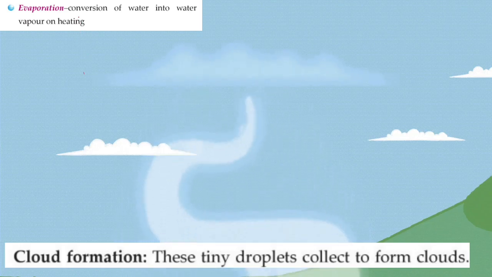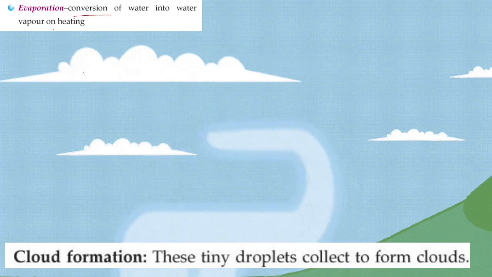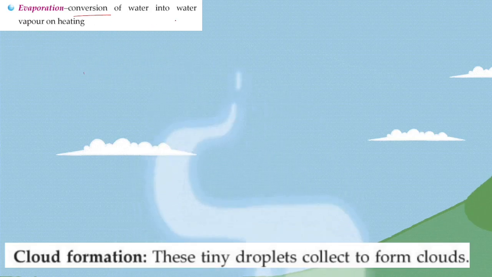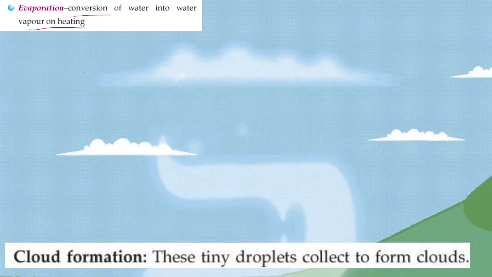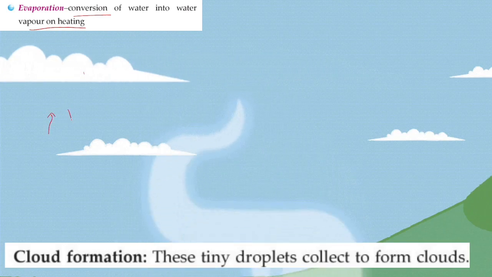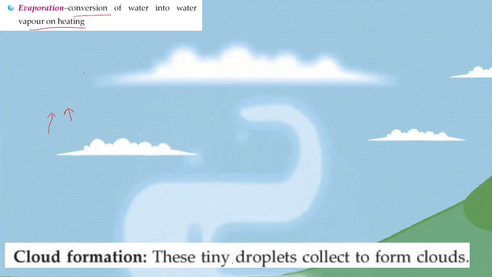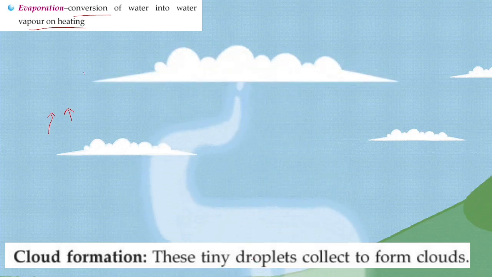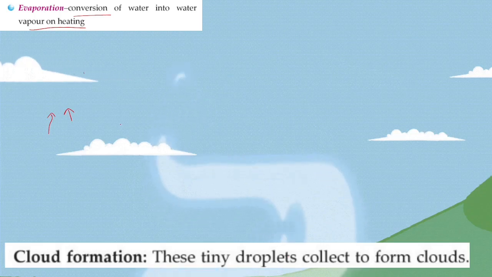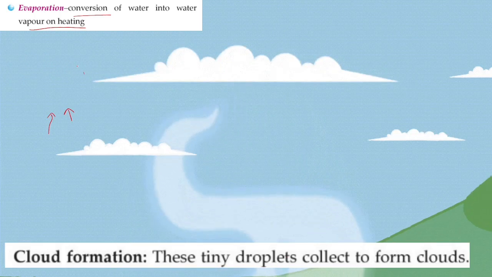Now, as I have already told you, what is water evaporation? Conversion of water into vapor form on heating is termed as evaporation. Once all this water vapor goes up, it forms cloud. What is cloud? Clouds are nothing but tiny droplets collected to form cloud. So all this water vapor goes up and they form the clouds.